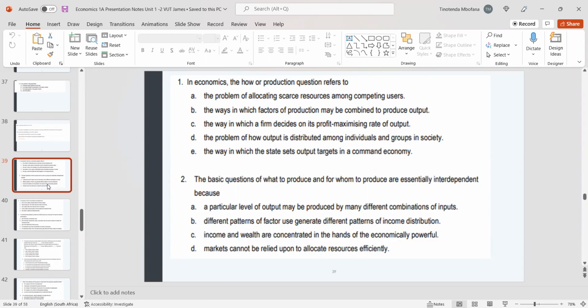Different patterns of factors produce different patterns of income distribution. All right, that's better. Income and wealth are concentrated in the hands of the economically powerful. No. Markets cannot be relied upon to allocate resources efficiently. All right.